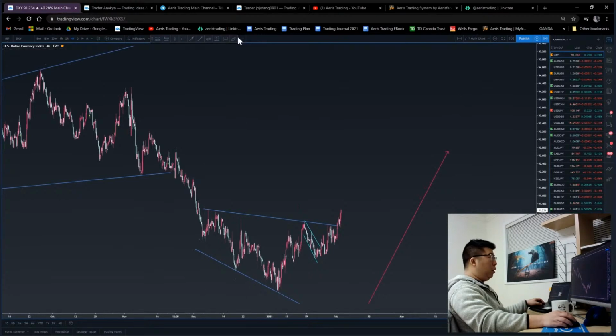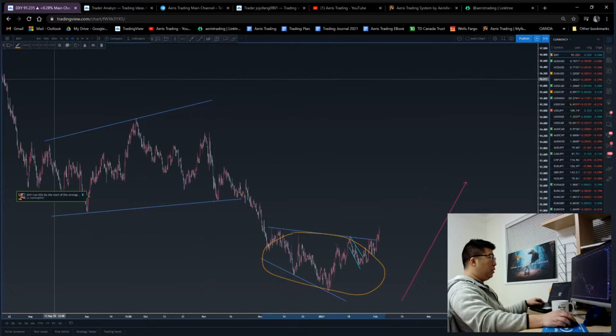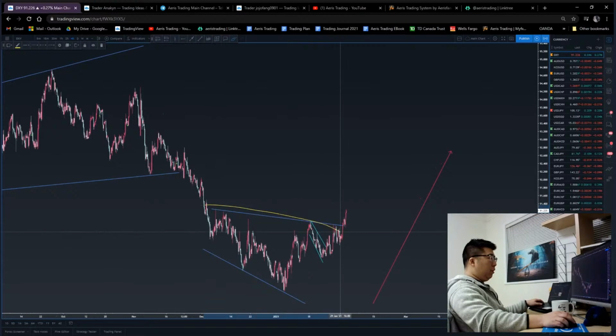I've been talking about dollar index pretty much ever since prices started consolidating in this area. We're finally seeing some sort of bullish momentum, which is what I expected and have been waiting for patiently. So this area here, if this is going to be that bullish breakout, looks like it might be.